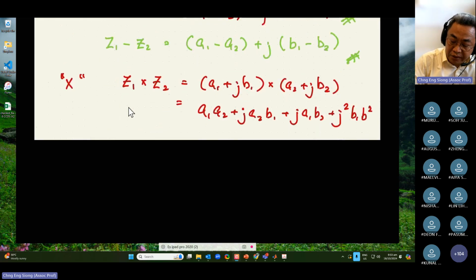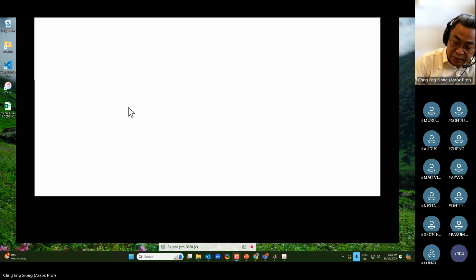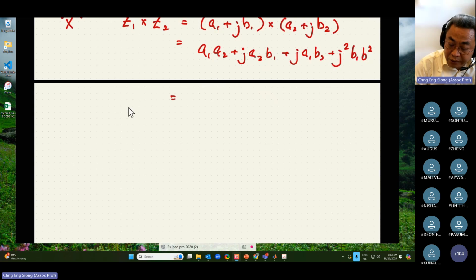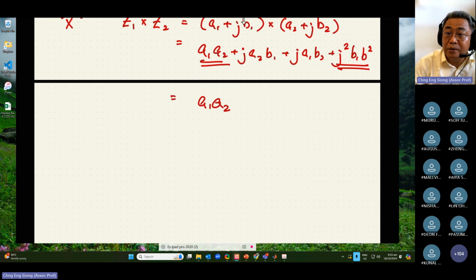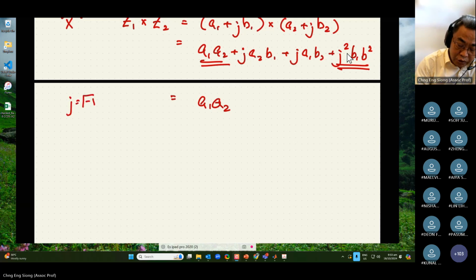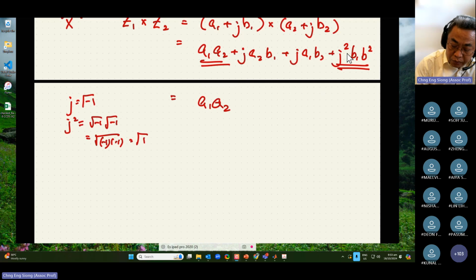Yeah, of course. In fact, this is our definition first, right? Then you collect all the reals. A1 A2, this is the real. This is also real because J squared equals, guys, J is what? J equals root minus 1. So J squared equals minus 1. J squared is minus 1.